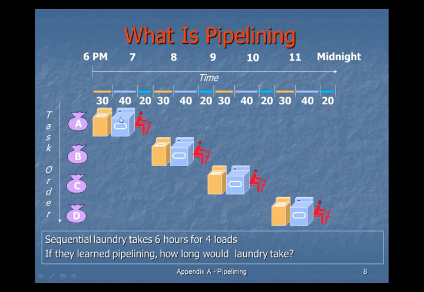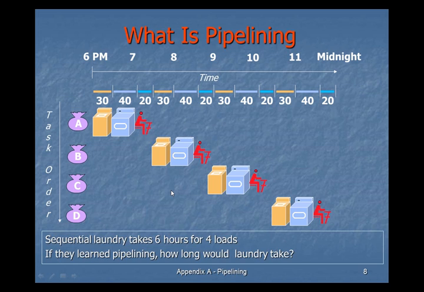Sequentially, laundry takes 6 hours for 4 loads. So it takes 6 hours because first of all A, then B, C, D. 6 hours means from 6 to 12. If they have learned pipelining, how long would laundry take?